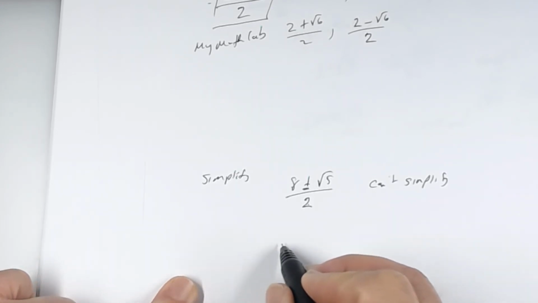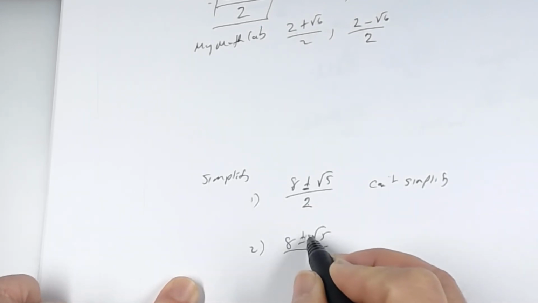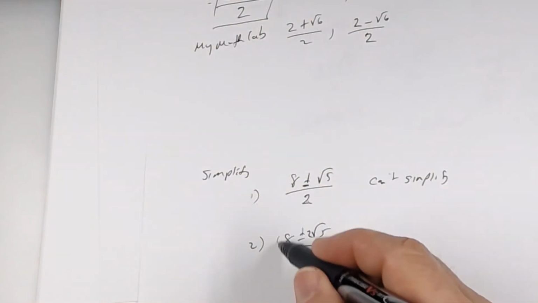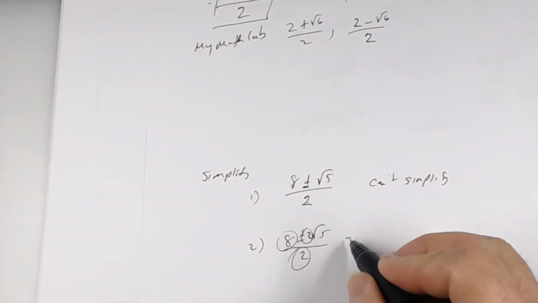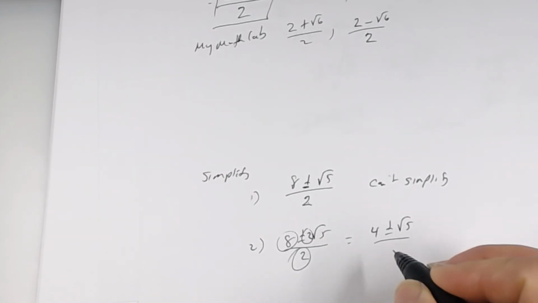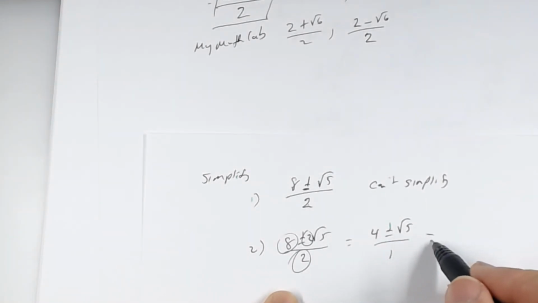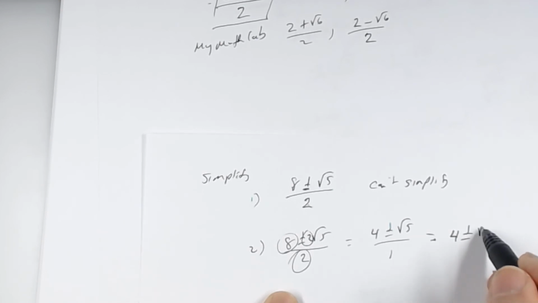What if I had this? 8 plus or minus the square root of 5. Oops, sorry. 2 square root of 5 divided by 2. Then could I simplify? Yes. Now you can simplify. Because if I look at these 3 things I have circled, they're all divisible by what? 2. So I get 4 plus or minus the square root of 5 all over what? 2. No, not 2. 1. They're all divisible by 2, right? But anything divided by 1 is that numerator, so it's just what? 4 plus or minus square root of 5.